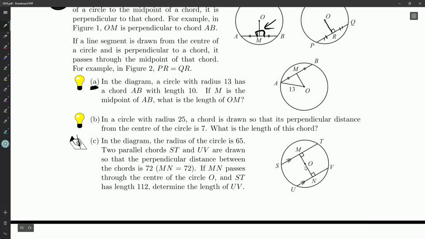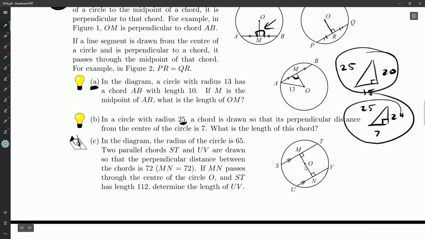How about B? In a circle with radius 25, just before we get into this, I'm predicting one of 2 possible triangles just because I know my Pythagorean triples. So I think we're either going to see a 25, a 15, and a 20, or we might see a 7, 24, 25. Okay? These are really common Pythagorean triples, Pythagorean triangles, so they're good to know.